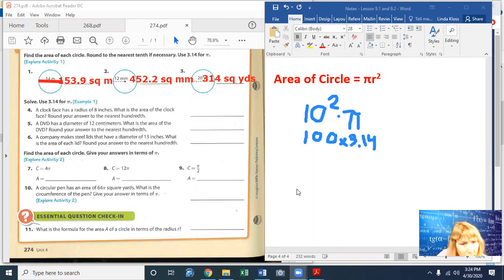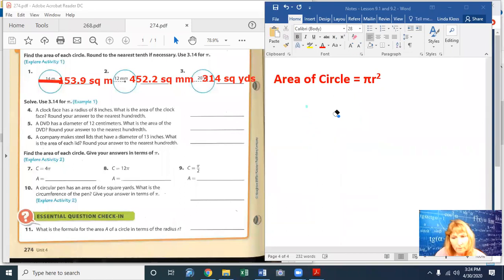What is the area of the clock face? Round your answer to the nearest hundredth. Okay, that one's just like the one we did, only it's a word problem this time. It's not drawing us a picture. So we're going to look at that one.